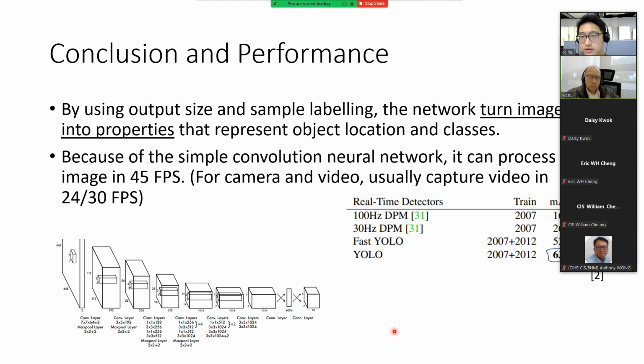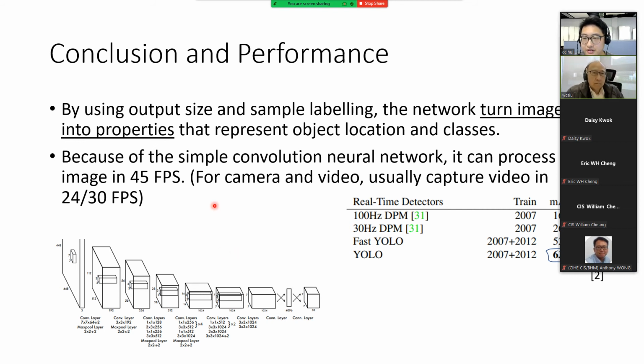So let's have a conclusion and performance discussion again. By modifying the output size into 7 by 30, and with the data sample labeling, the network is trained to turn the image into probability, into bounding boxes, into classes. This is a very clever design, I can say it is very deep learning.